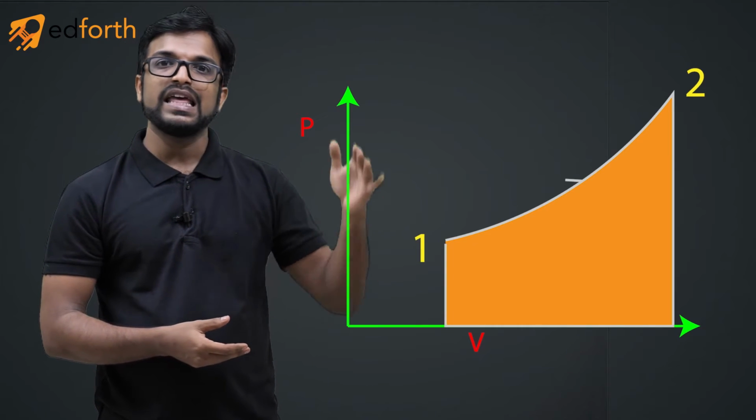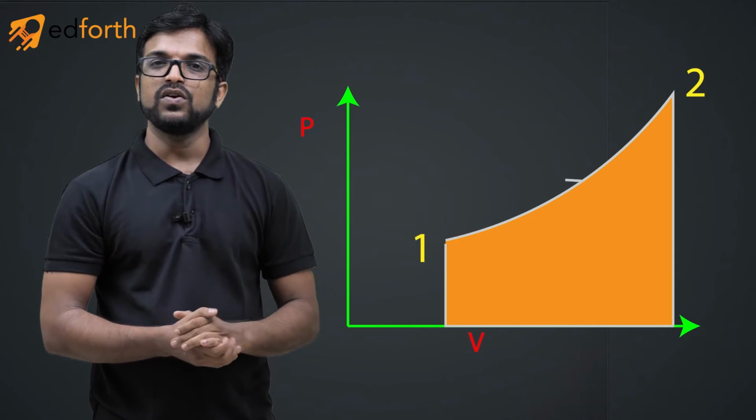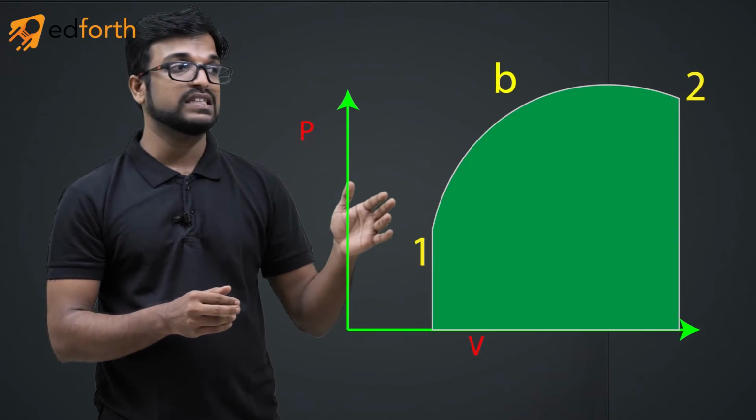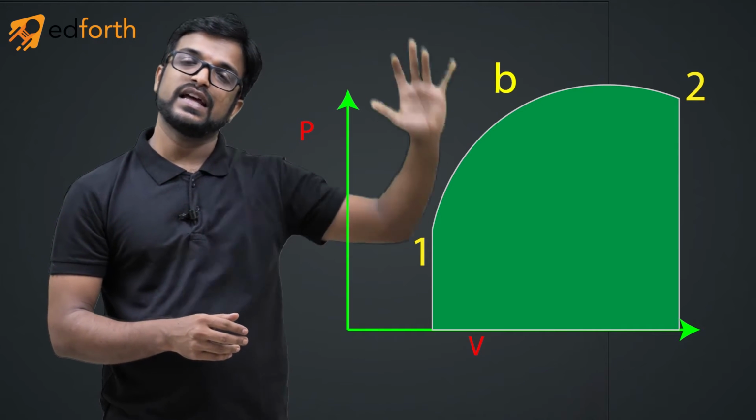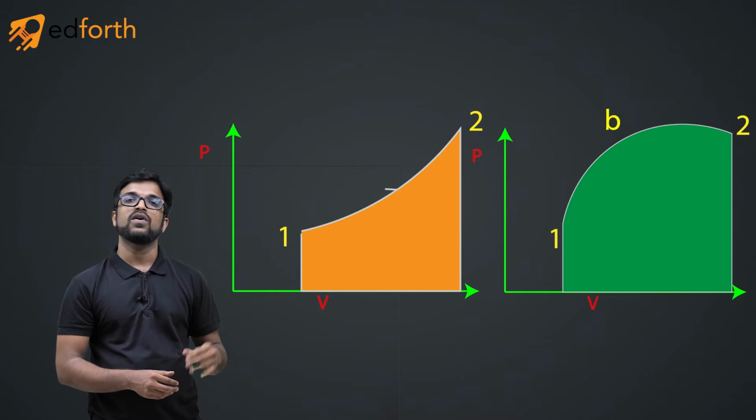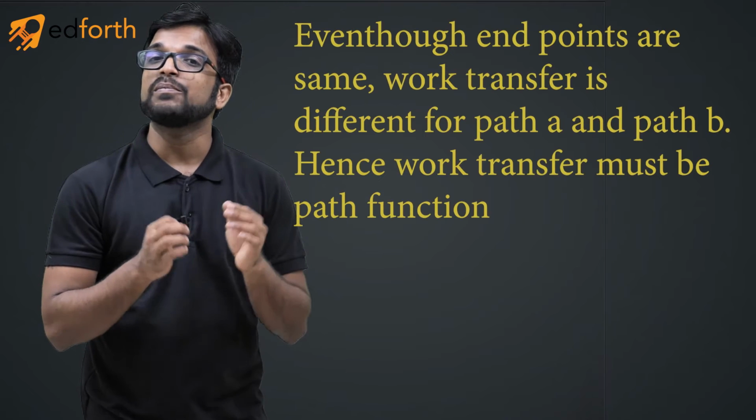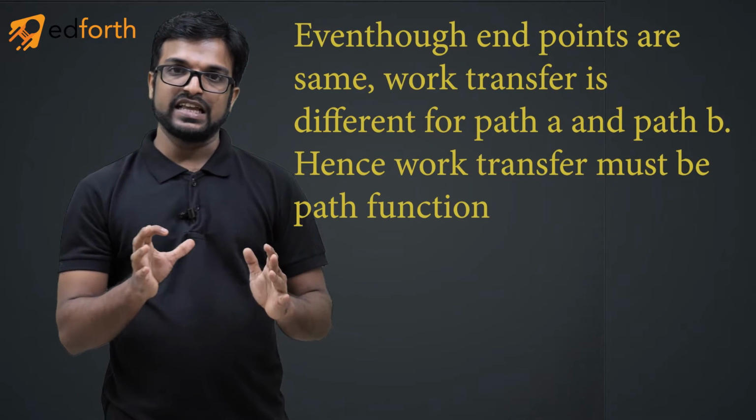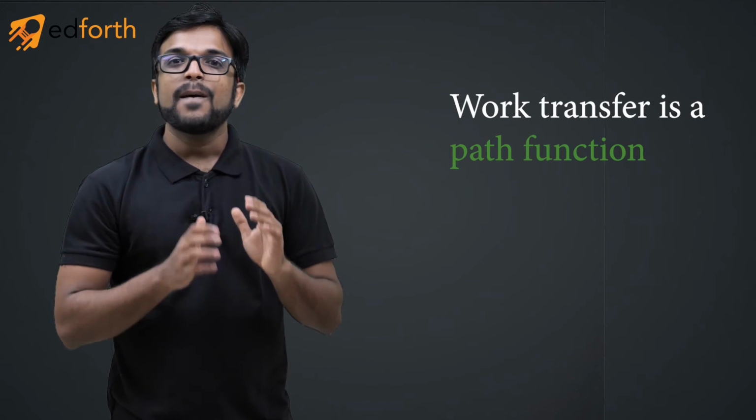Now let's come back to the work transfer. That's what we are discussing, right? For 1A2, you know that work transfer is nothing but the area under that curve. For 1B2, even though the endpoints are the same, since the path is different, the work transfer is the area under that path. You will see that work transfer for 1B2 is different from that for 1A2. That means even though the endpoints are the same, when the paths are changed, work transfer is changing, right? That is, work transfer is a path function.